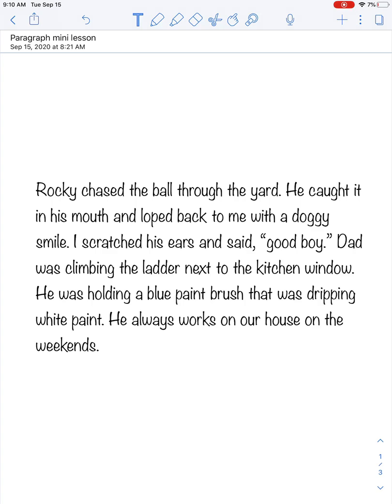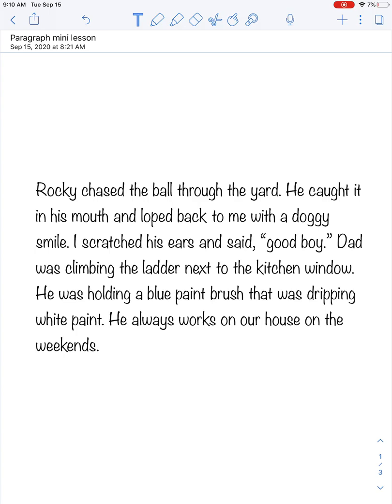Rocky chased the ball through the yard. He caught it in his mouth and loped back to me with a doggy smile. I scratched his ears and said, "Good boy." Dad was climbing the ladder next to the kitchen window. He was holding a blue paintbrush that was dripping white paint. He always works on our house on the weekends.